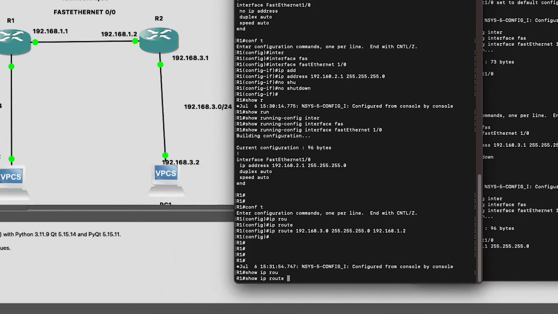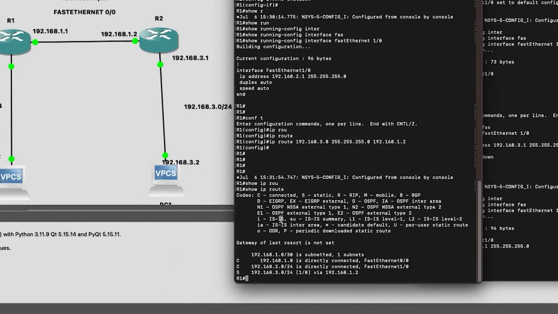How do you confirm that route? Show ip route. Enter. Notice this S in the routing table represents static, and it's saying to get to 192.168.3.0/24, I go via 192.168.1.2, which is this interface on R2.